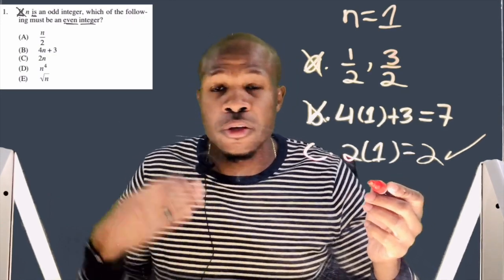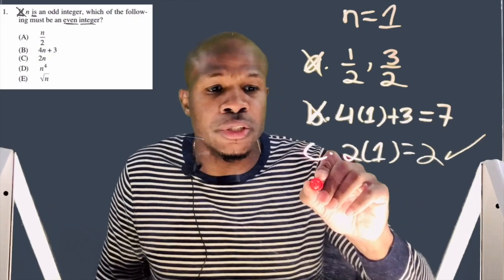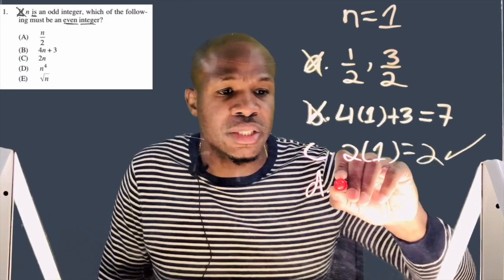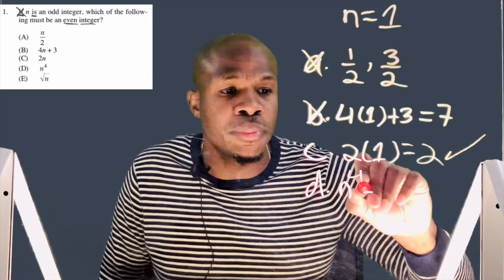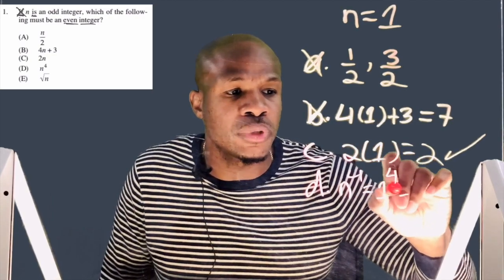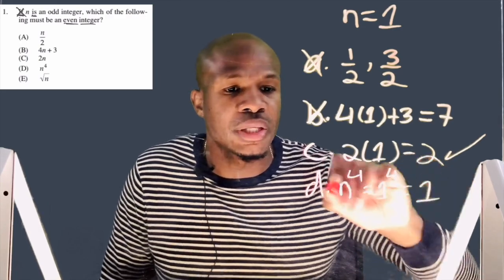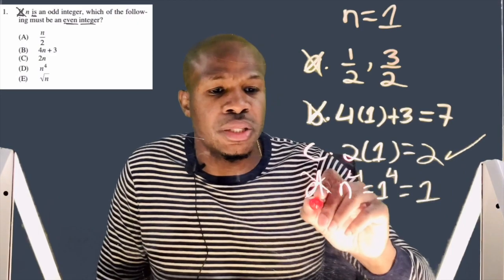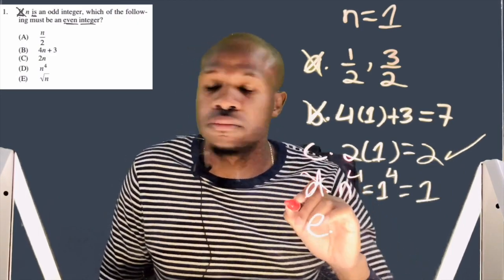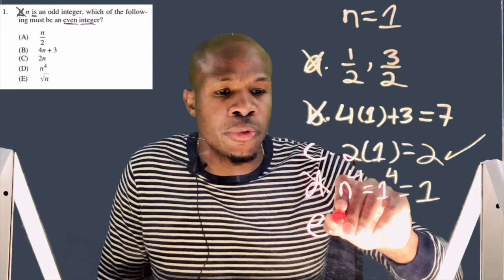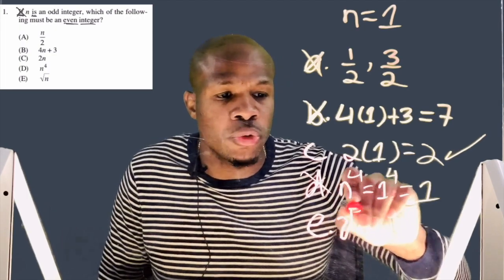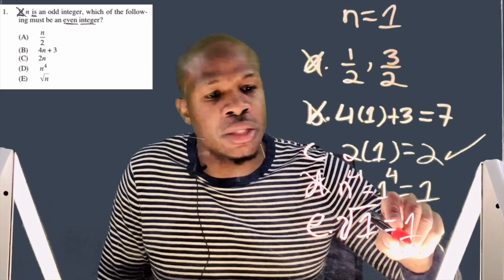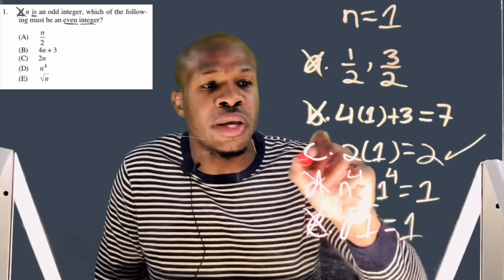But just to be thorough, we'll continue with d. And d is n to the 4th, which will be 1 raised to the 4th power, which just equals 1. D is not the answer. Okay? And then e, we have e, which is the square root of n. So that would be the square root of 1, which just equals 1. That's also an odd number. That's not the answer. Our answer is C.